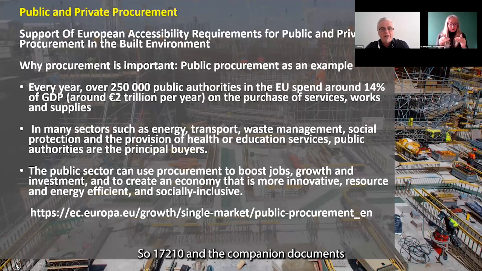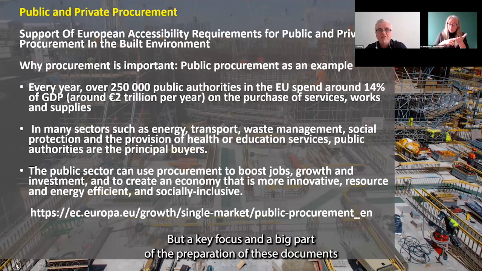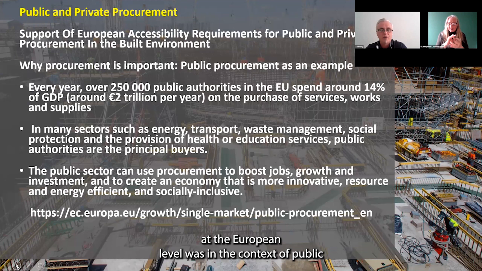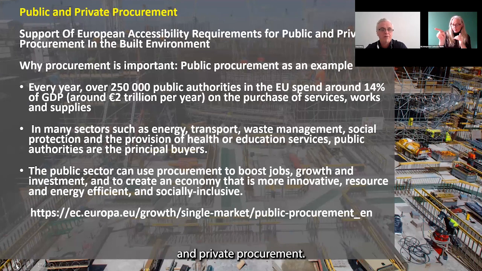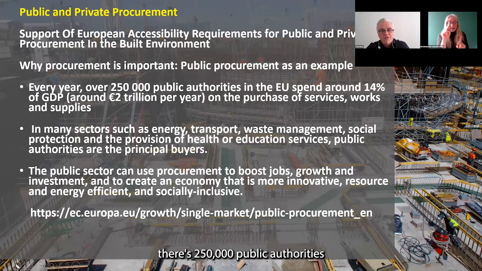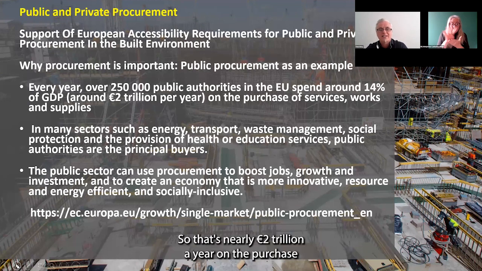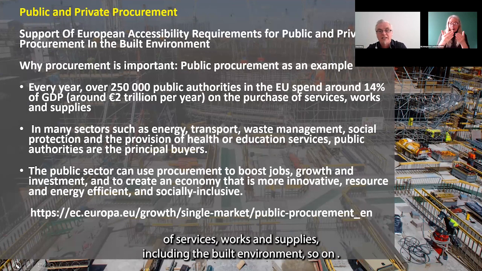So 17210 and the companion documents are important for a range of stakeholders, and they've already been taken up and used quite extensively. But a key focus and a big part of the preparation of these documents at a European level was in the context of public and private procurement. And when we look at the importance of procurement in European context, and obviously in Ireland also, we see that there's 250,000 public authorities in the EU spending 14% of GDP. So that's nearly 2 trillion euros a year on the purchase of services, works, and supplies, including the built environment and so on.